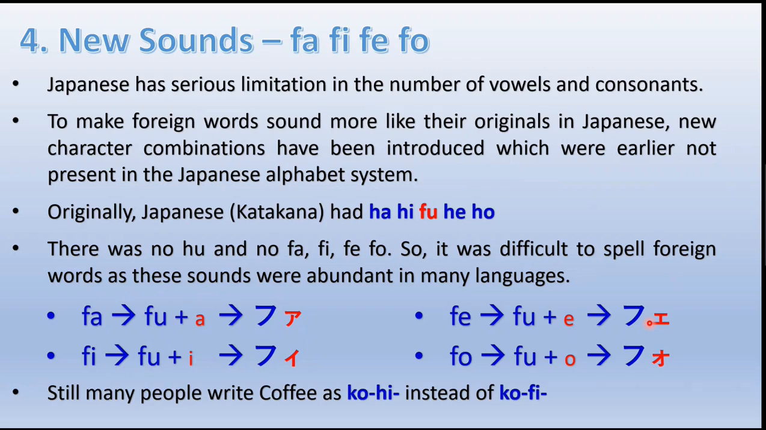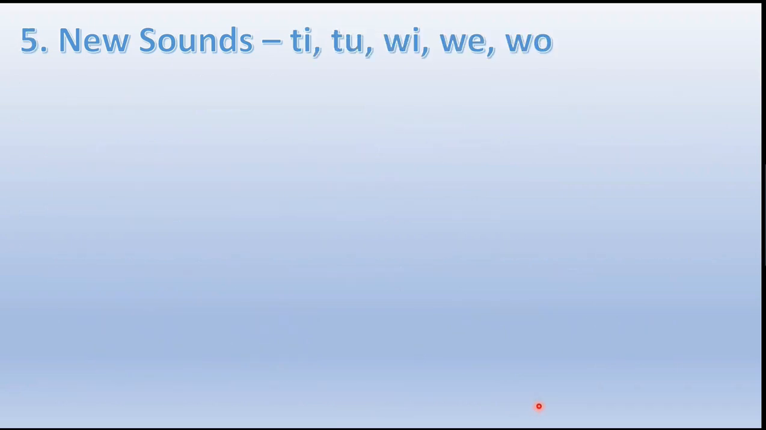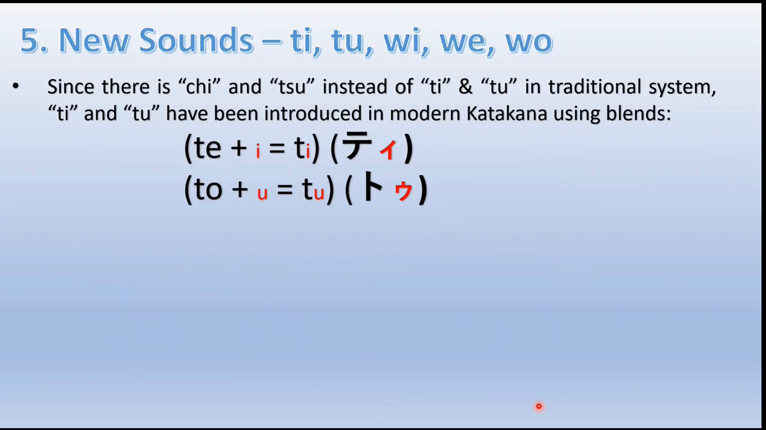Still, many people write coffee as kohi instead of kofi. So this is the traditional way of writing coffee in Japanese, and this is the modern way of writing coffee in Japanese. Next rule, rule number 5, is again a few new sounds: ti, tu, wi, we, wo.